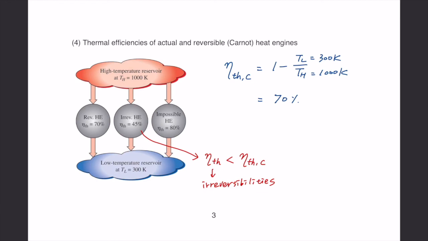Now, let's think about another heat engine, and let's say that its efficiency is 80%. Can you make this heat engine? The answer is no, that is not possible. Why? Because, as claimed, this thermal efficiency is greater than the thermal efficiency of the Carnot cycle, and this cannot happen because there should be no heat engine that exceeds the Carnot efficiency.